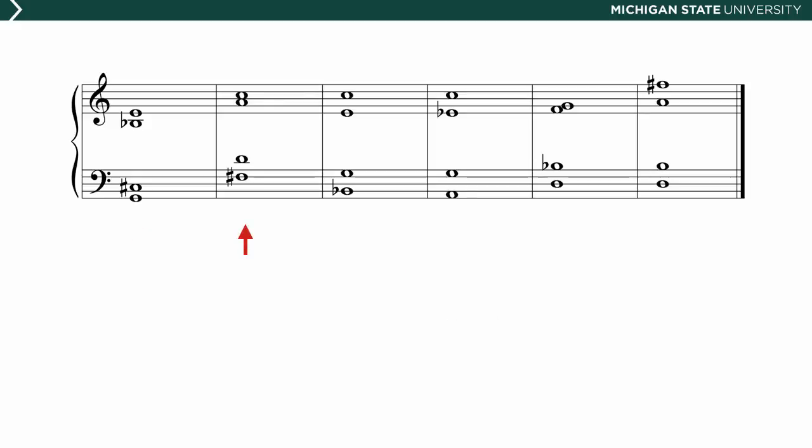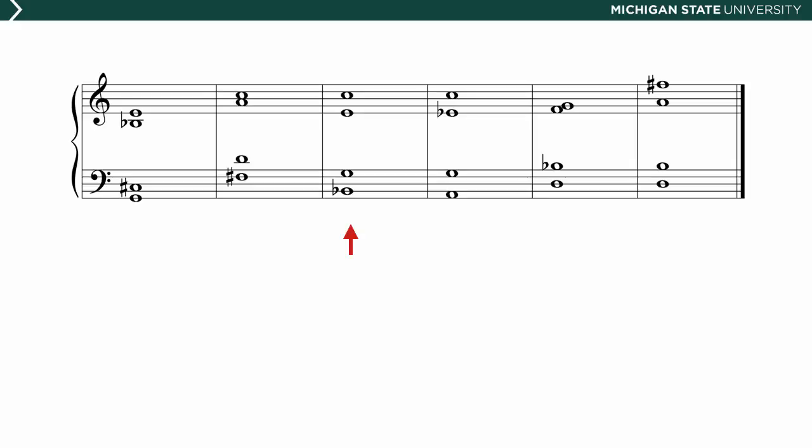Let's look at this one. F sharp is the bass note. If it's the root, the notes would be F, A, C, and E. That doesn't fit. There's a D in there. If D is the root, the notes would be D, F, A, C. That does fit. And F sharp is the third of the chord. So the root is D, and the inversion is first inversion.